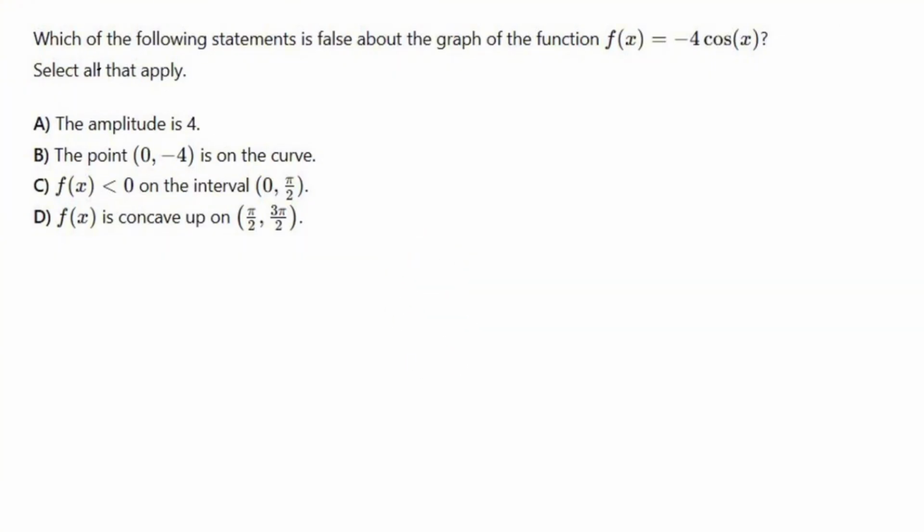Let's try to draw what negative 4 cos x looks like. First off, it's negative something cos x. Cos x usually starts up here, but now it's going to start down here. It's going to come back up, work its way up, come back down, repeat. Since it's negative 4 cosine x, it starts at negative 4 and peaks out at positive 4.